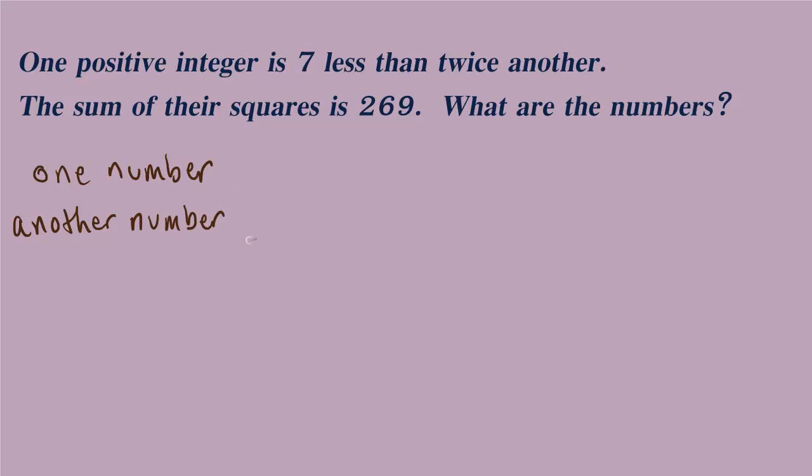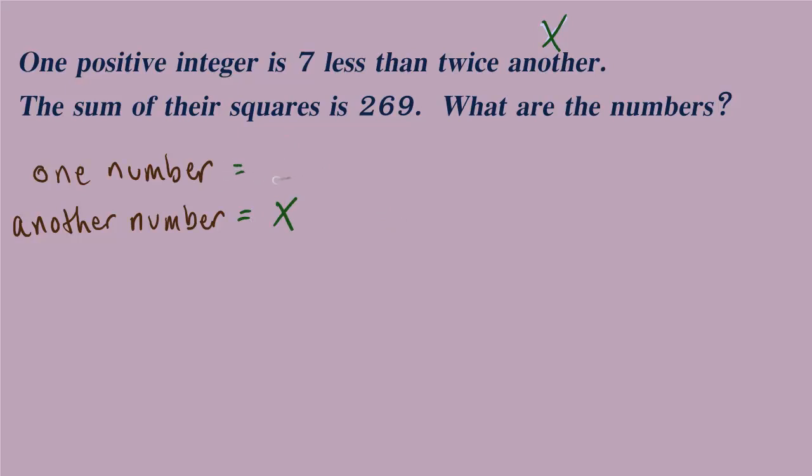The strategy that I like to use is to first find the sentence that compares or relates the two numbers to each other, and that's going to be this first sentence, that one positive integer is 7 less than twice another. And in this sentence, which does talk about both of our numbers, the number that they talk about second in the sentence is the one that we're going to make equal x. So I'll go to this other number and say it equals x.